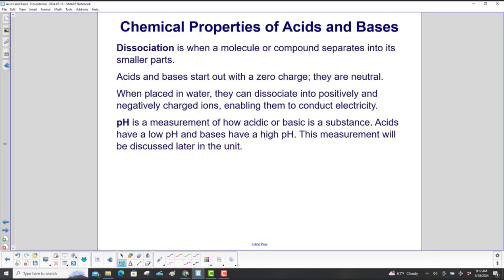Dissociation is when a molecule or compound separates into its smaller parts. Acids and bases start out with a zero charge. They are neutral. When placed in water, they can dissociate into positively and negatively charged ions, enabling them to conduct electricity. pH is a measurement of how acidic or basic a substance is. Acids have a low pH and bases have a high pH. This measurement will be discussed later in the unit.